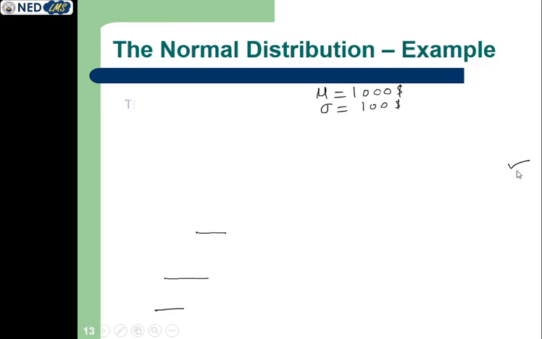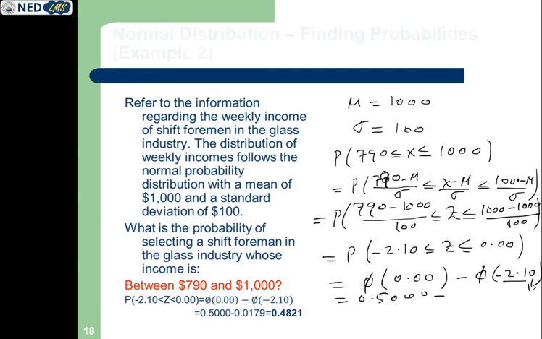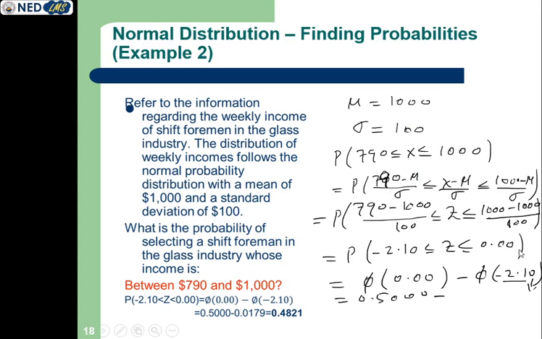Write the value 0.0179 in place of this probability function, students. Subtract this 0.0179 from this, and you get 0.4821. So this is what we call the normal probability distribution.